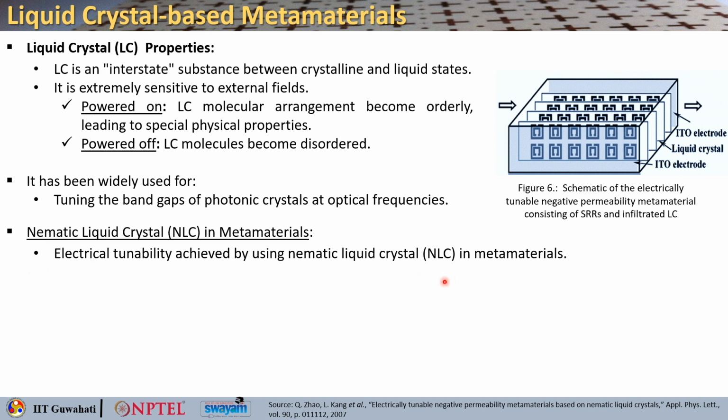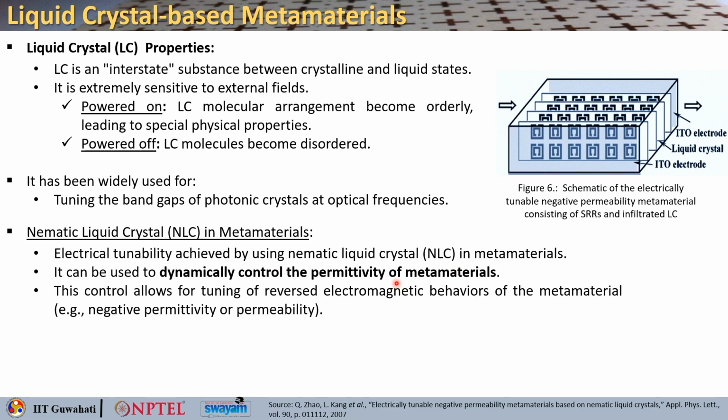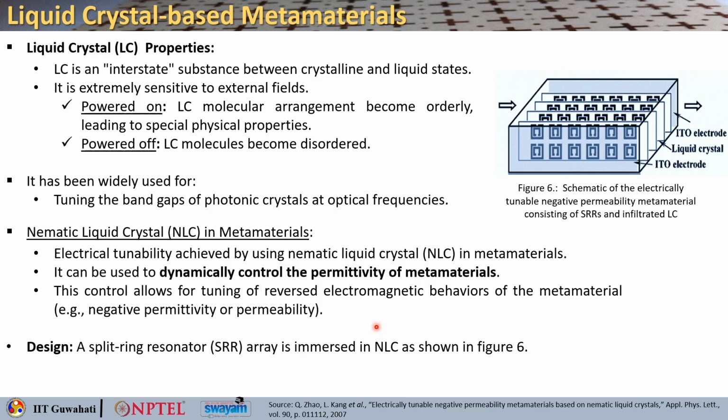Now, you can achieve electrical tunability in metamaterials by using nematic liquid crystal in the structure itself. This can be used to dynamically control the permittivity of the metamaterial, and this control allows for tuning of the reversed electromagnetic behaviors of the metamaterial, such as negative permittivity or permeability.